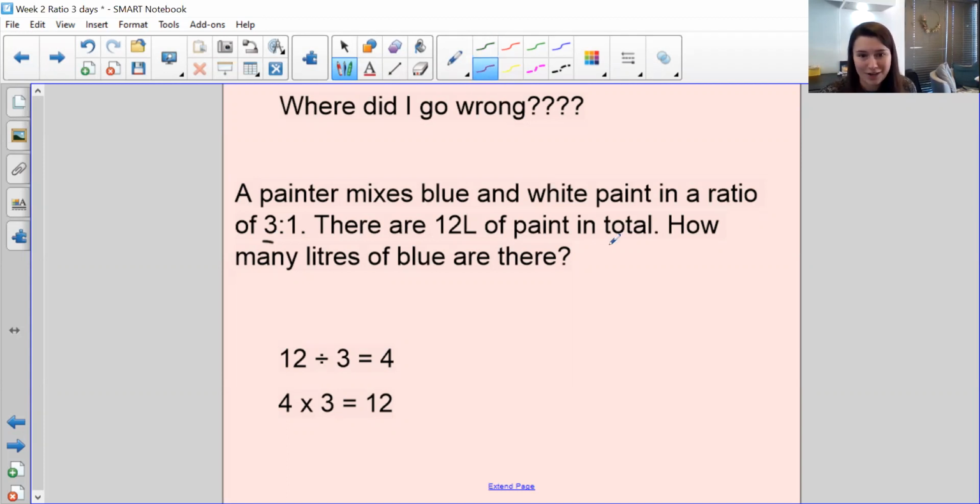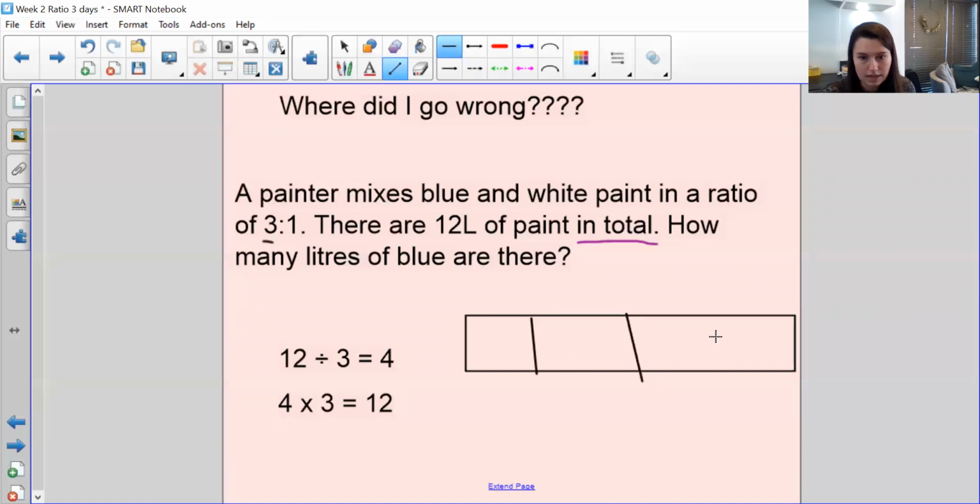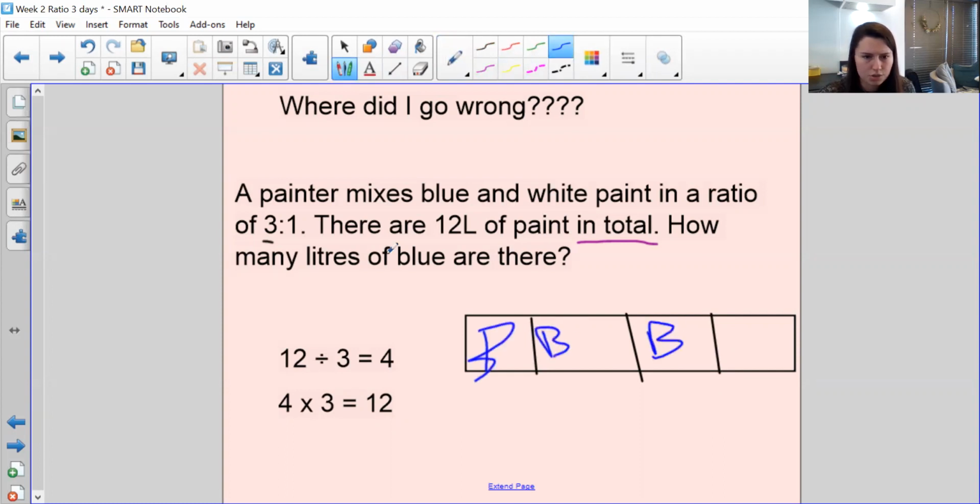Okay, so first things first, it is an in total kind of question, which means we needed to have drawn the bar. So there were 3 parts blue. Let me just cut this up. It doesn't matter how you do it as long as it makes sense to you. 3 parts blue to 1 part white. Now I haven't got white, so I'll do it in black. There are 12 litres in total. So how many of each?